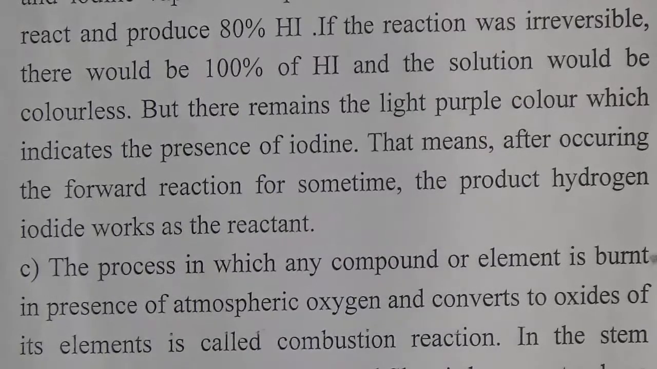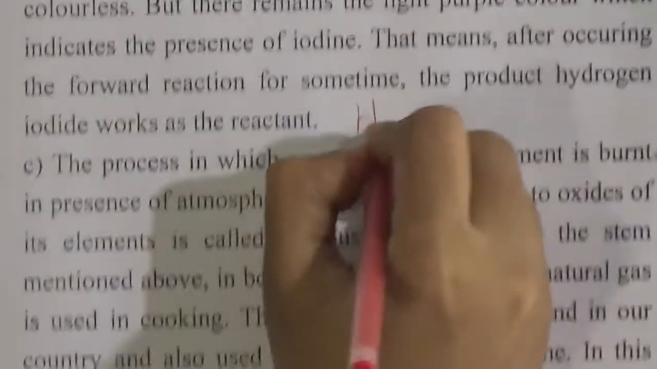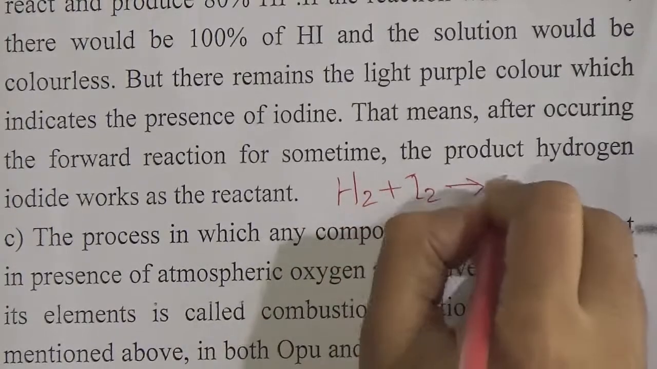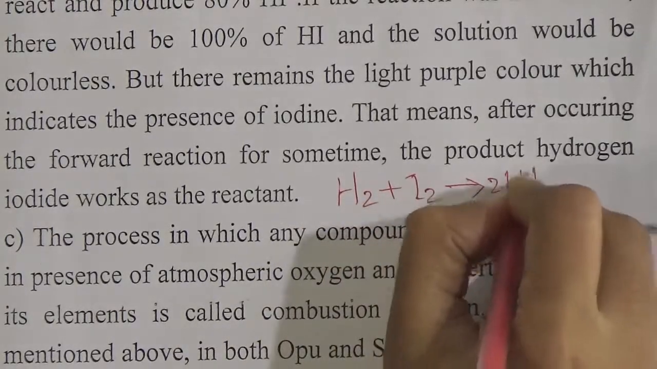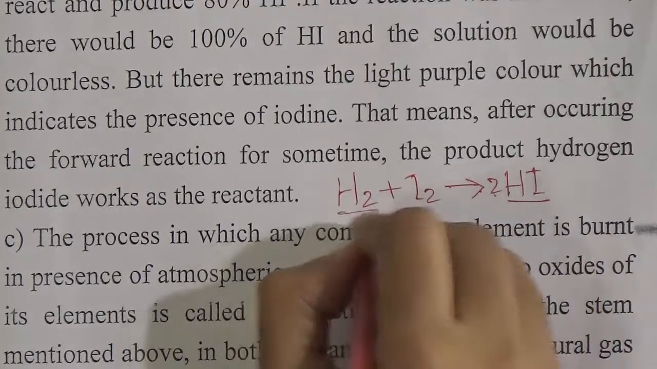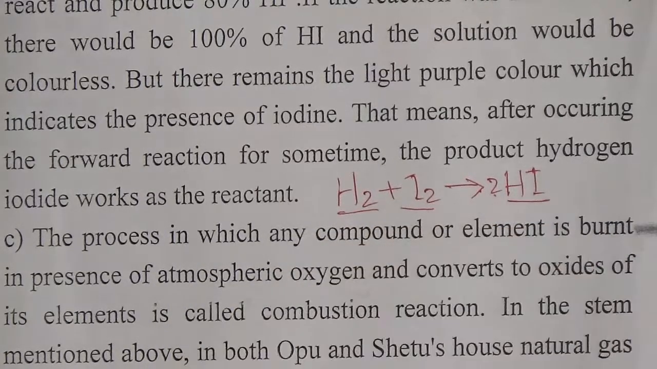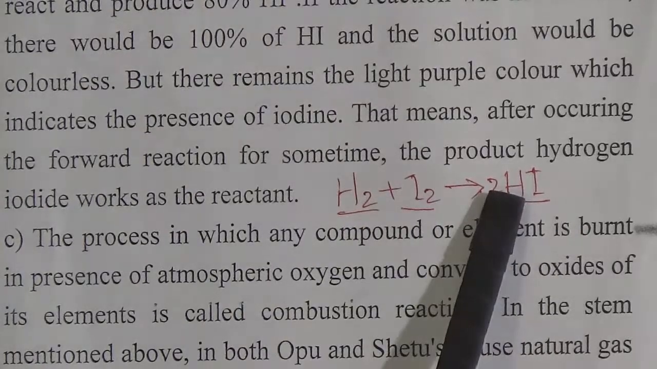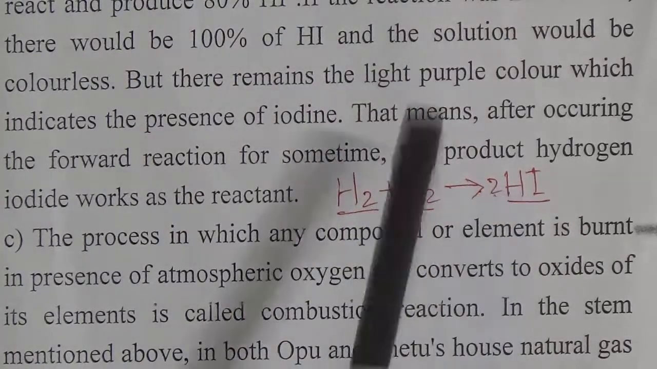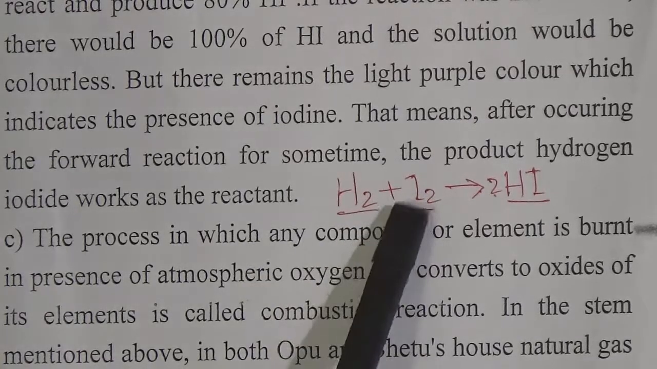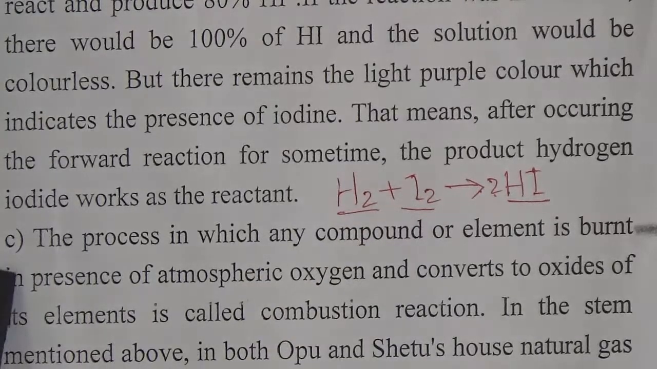When hydrogen and iodine react with each other, they produce hydrogen iodide. Similarly, the hydrogen iodide breaks down into hydrogen and iodine. That's why it is a reversible reaction, and this reversible reaction shows chemical equilibrium. You can give this definition from your book. It is written so nicely there. Now come to the next question and answer.